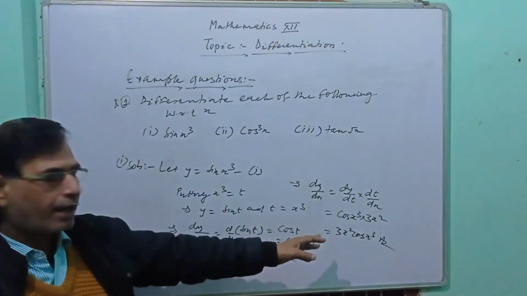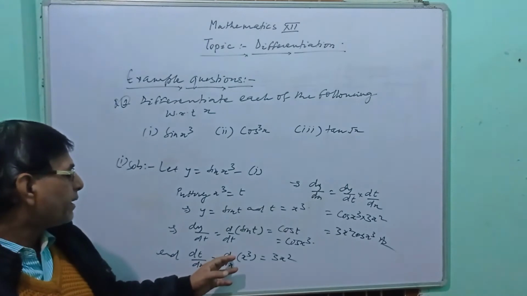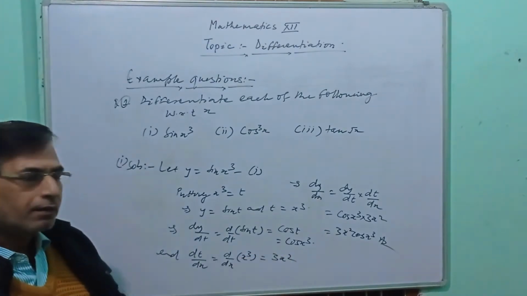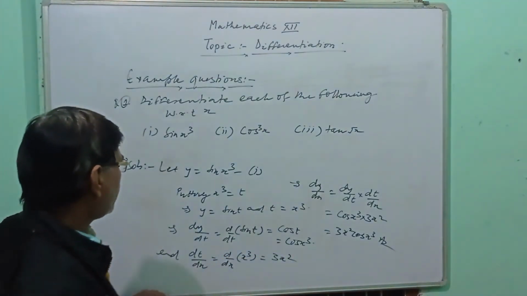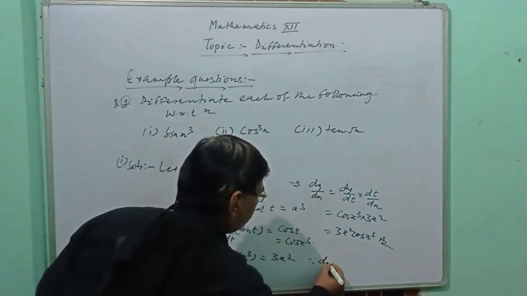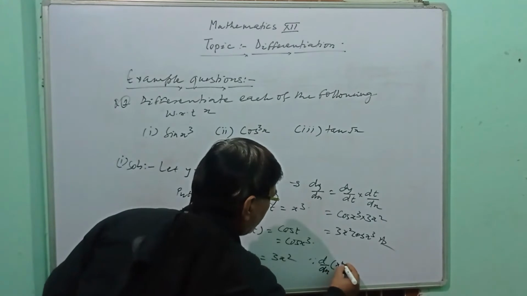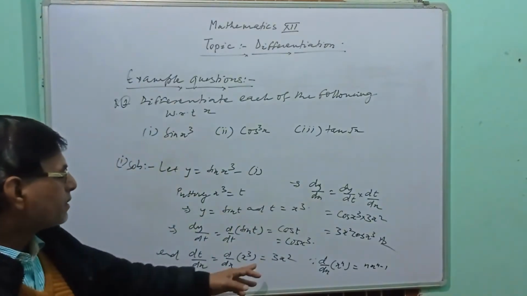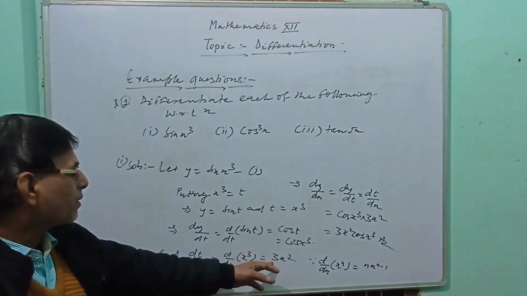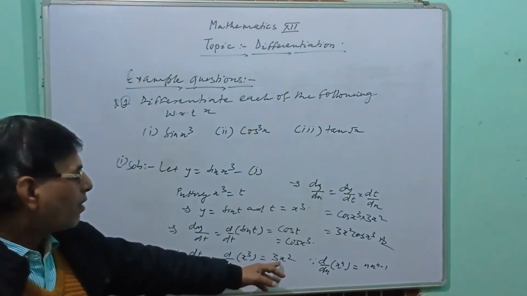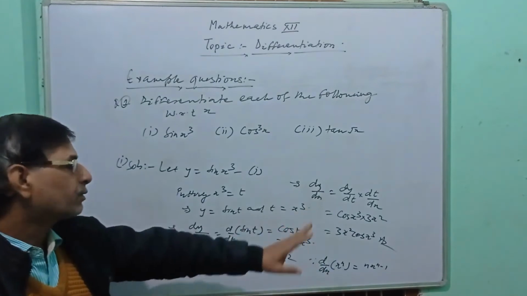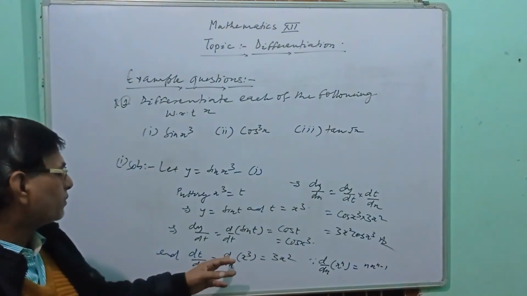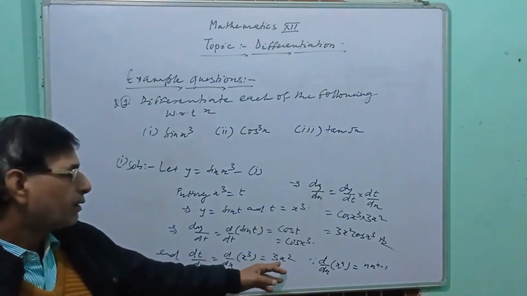This is equal to cos x cube, and dt by dx is equal to d by dx of x cube, which is equal to 3x square. Here we remember d by dx x to the power n is equal to n x to the power n minus 1, meaning whatever power is there gets multiplied, and from the power 1 is subtracted. This is the rule of the algebraic function. According to that, d by dx x cube is equal to 3x square.